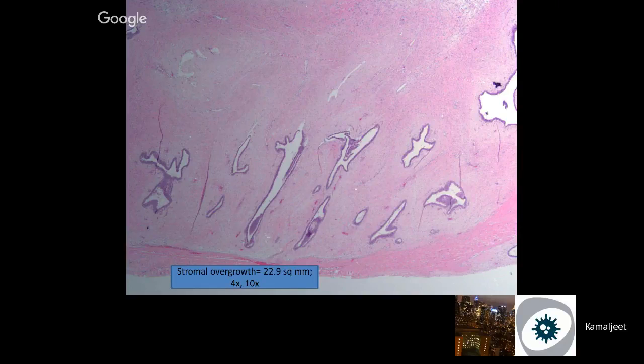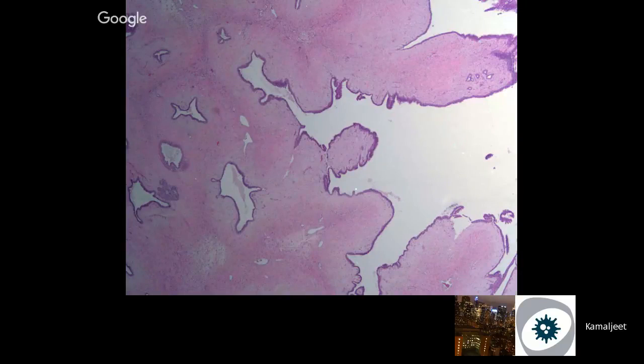So this is another case where the border is well defined, which you can see right here. And I just wanted to stress the stromal overgrowth. Usually it's one area of 22.9 square millimeters. It comes from a paper in which you don't see any epithelium, in a low power 4x field. If you have that, you can call it a stromal overgrowth, and that will put it in at least the borderline category. Again, you can appreciate the leaf-like architecture, which will make it phylloides.